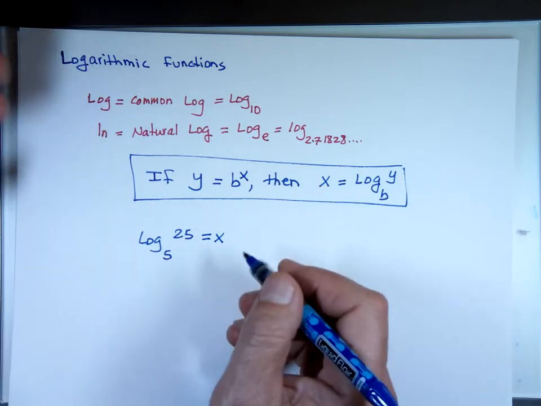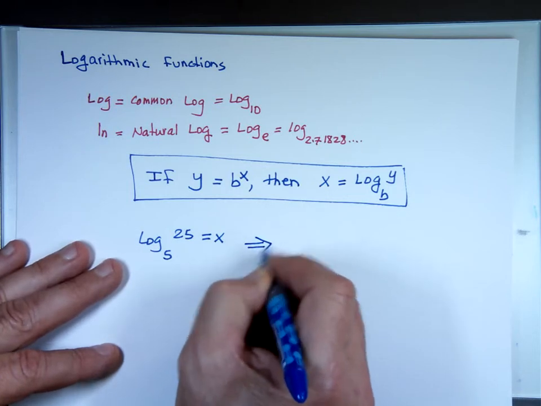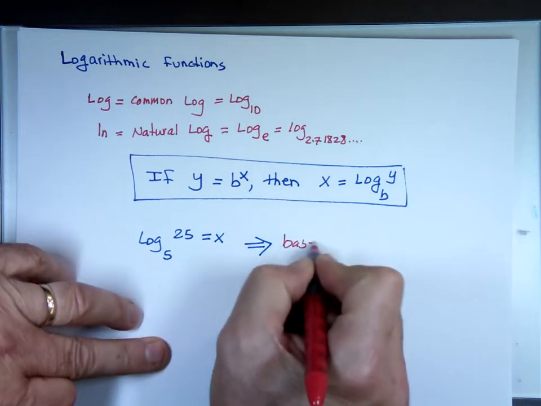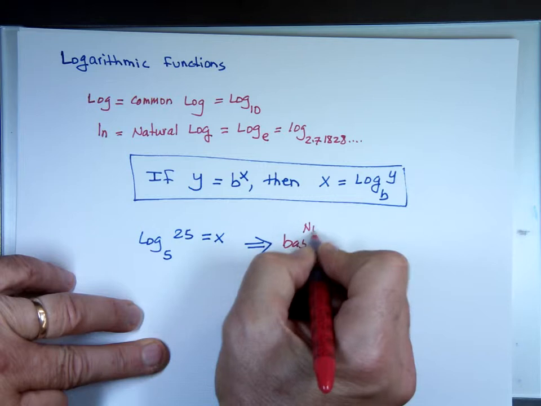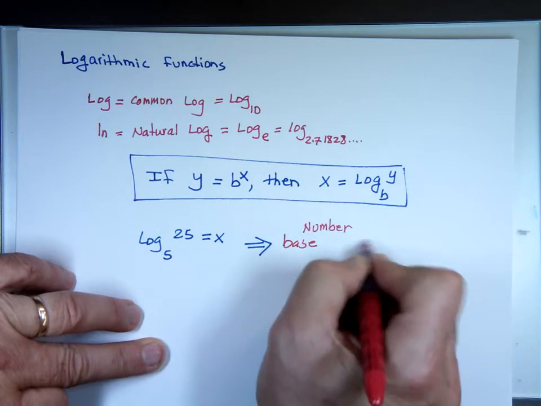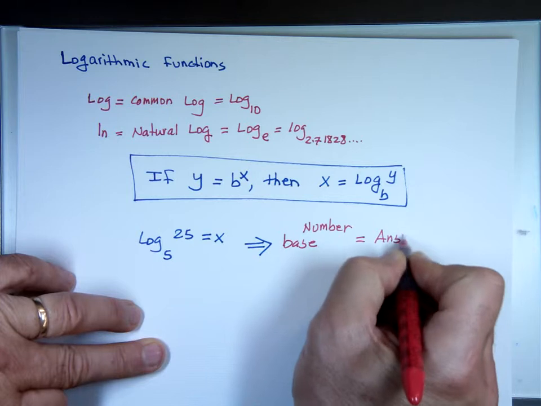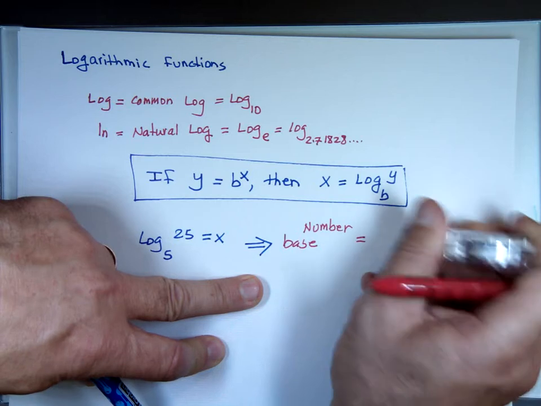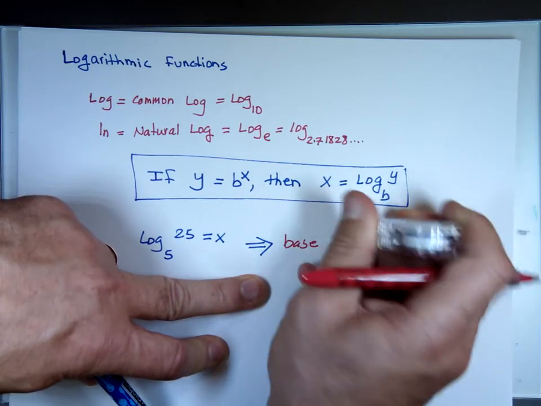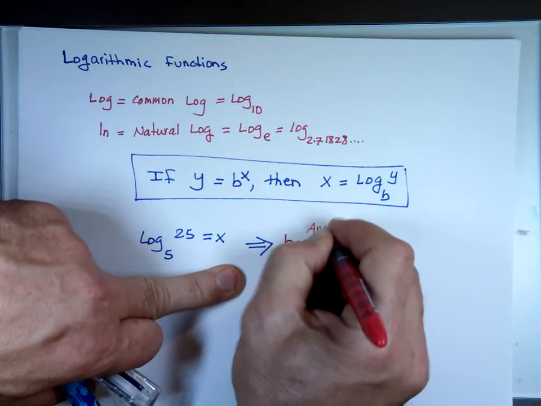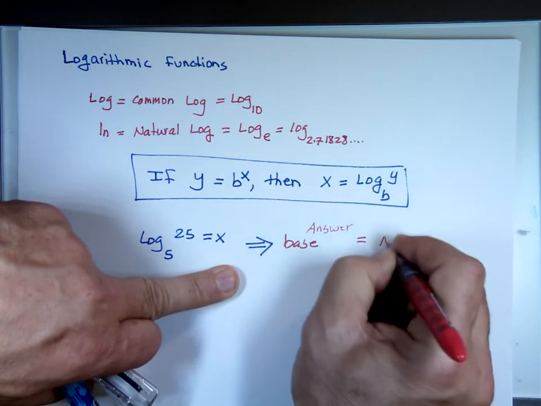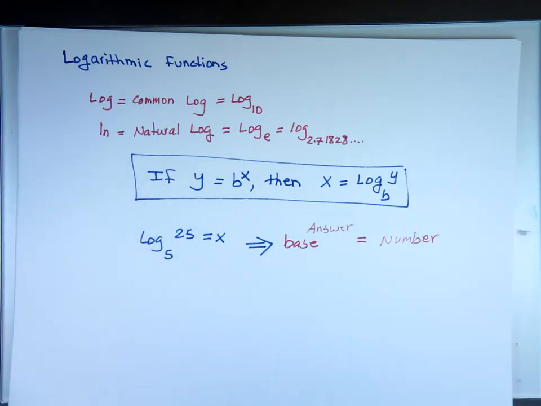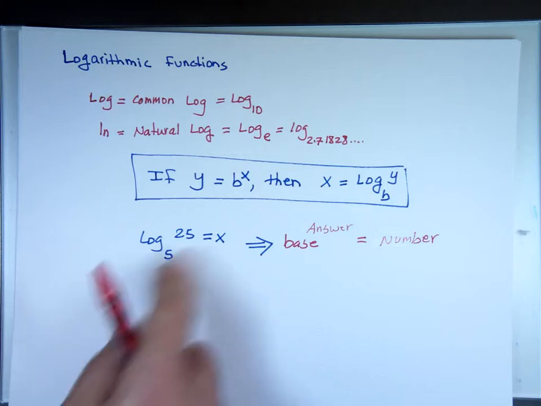Since we didn't discuss what the log is, I can change it to exponential. In exponential, it says the base raised to the answer should equal the number. The base raised to my answer should equal the number. I'm talking about this one.